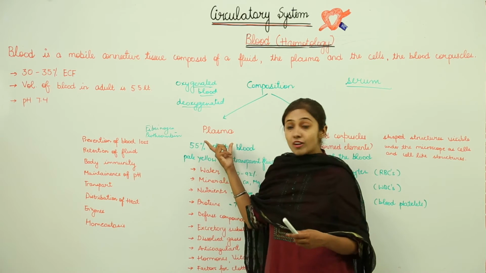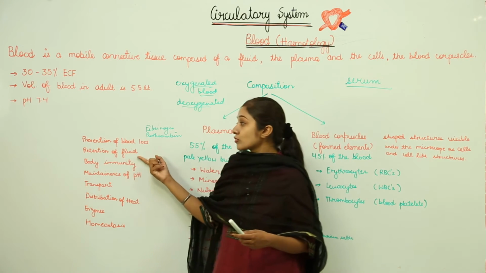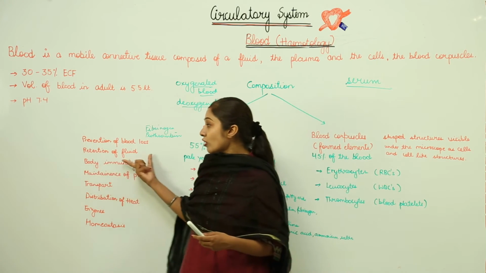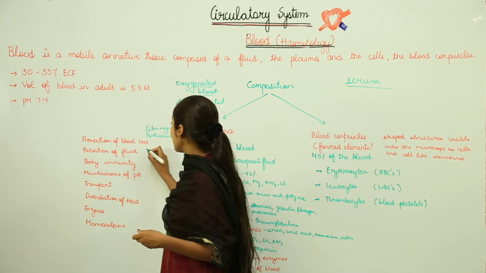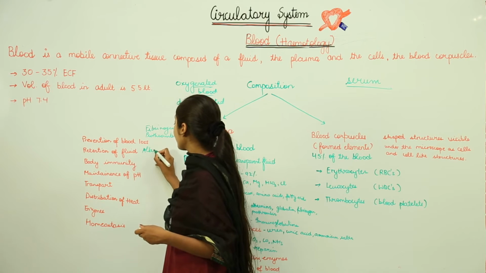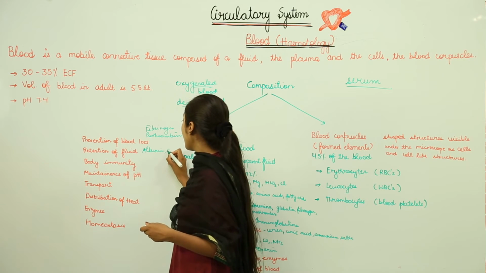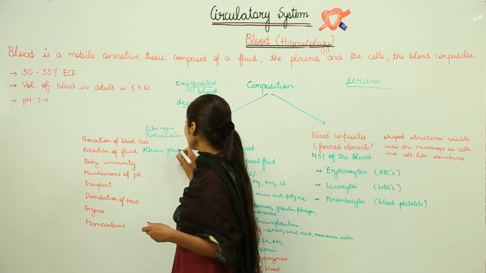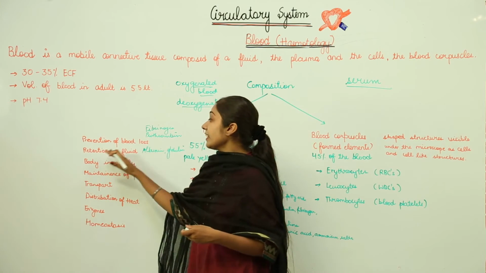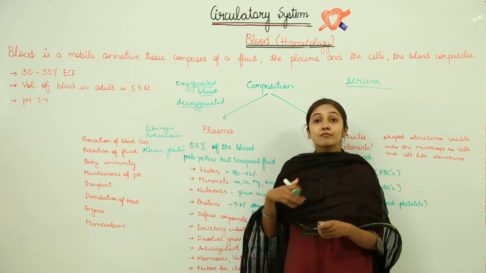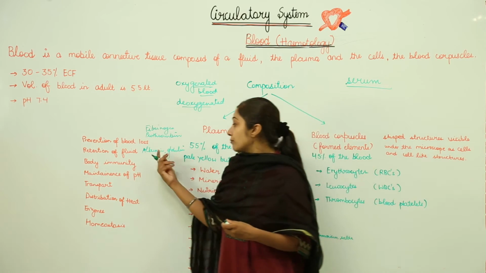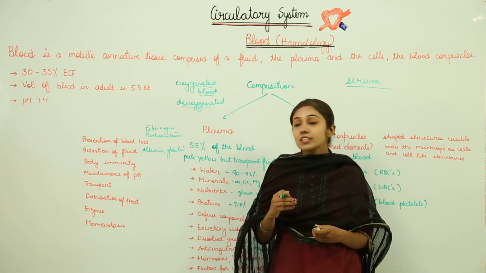And plasma has an important function of the retention of fluid also. When we talk about the retention of fluid, then we have certain other important proteins that help, that is albumin and globulin. They retain the watery part in the plasma, which make this plasma sort of a fluid, right? So, albumin and globulin, they retain water in the plasma.